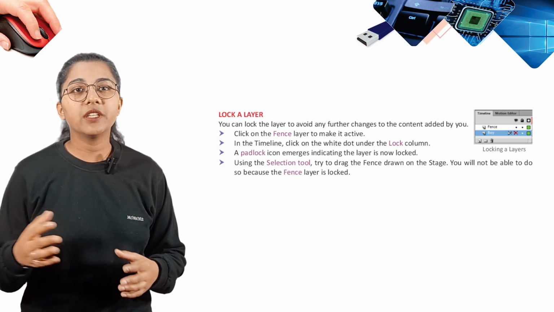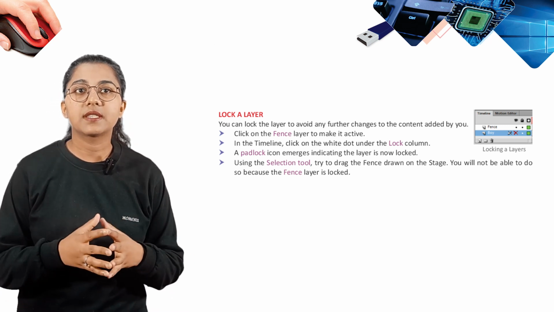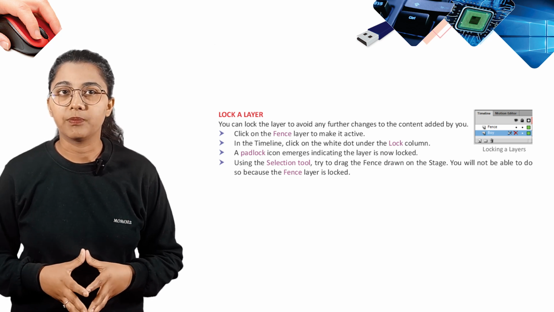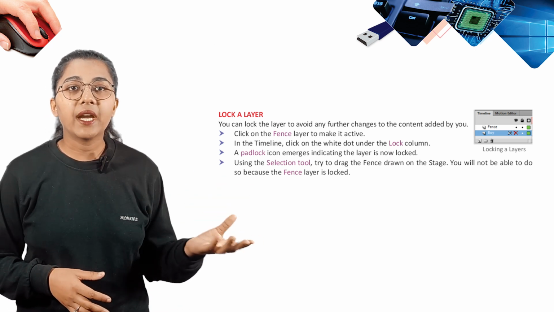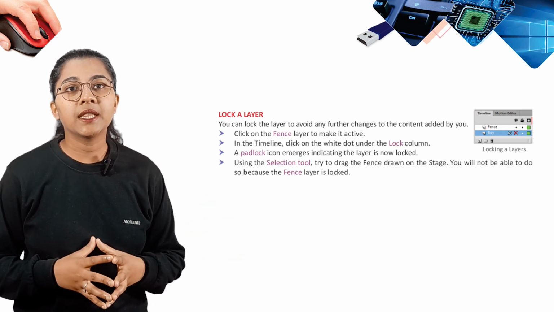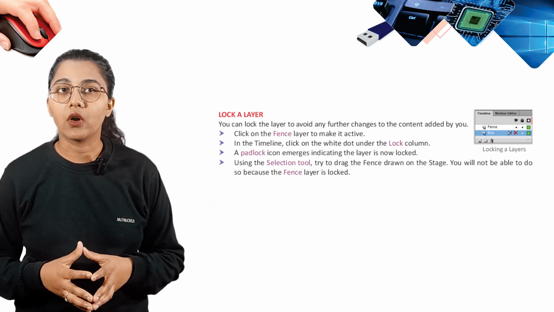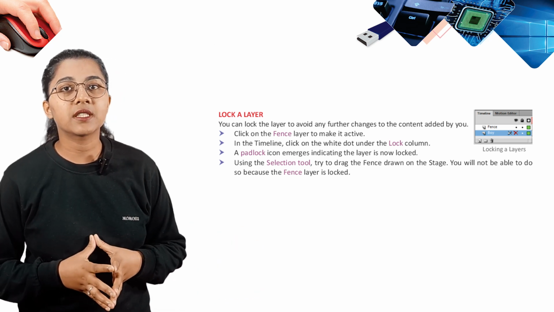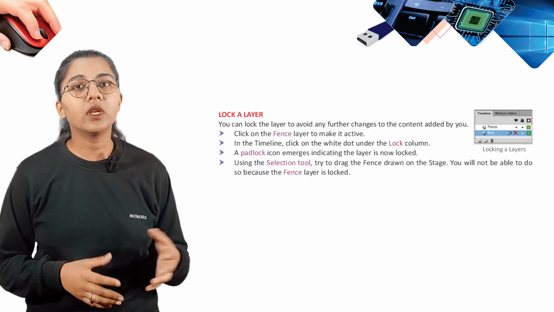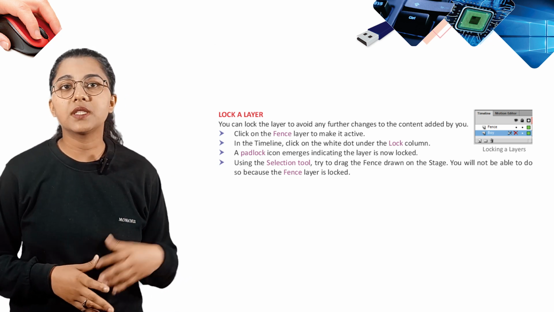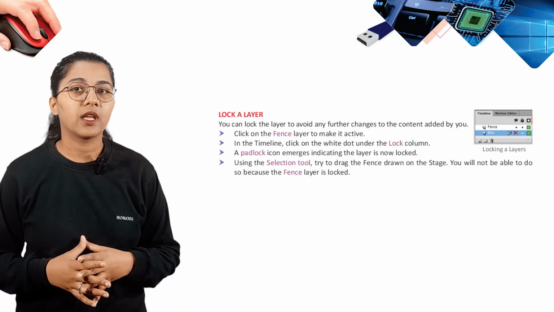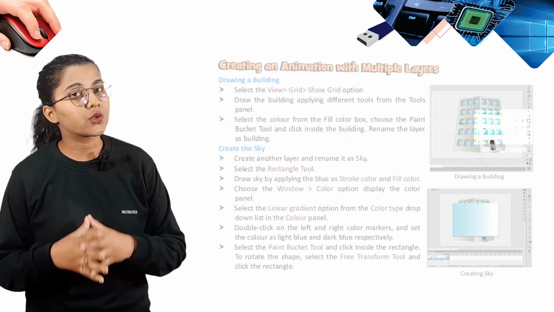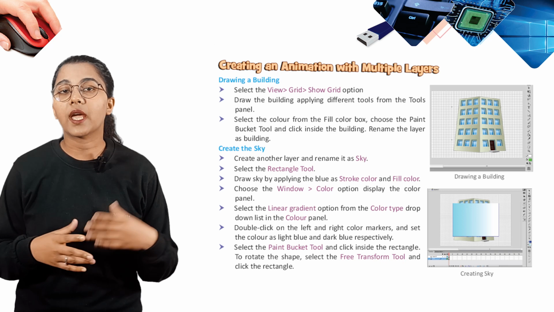Firstly, click on the fence layer to make it active. Second, in the timeline, click on the white dot under the lock column. Third, a padlock icon emerges indicating the layer is now locked. And then, using the selection tool, try to drag the fence down on the stage. You will not be able to do so because the fence layer is locked. And here you can see the interface of locking a layer. So students, this is how you can lock any layer.